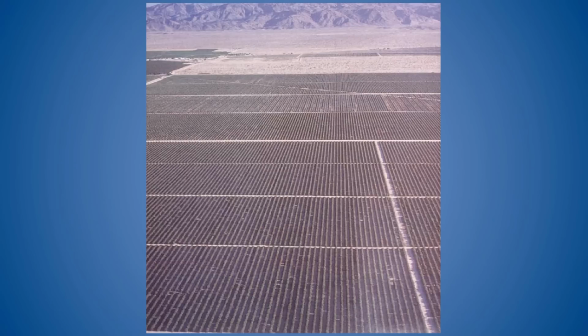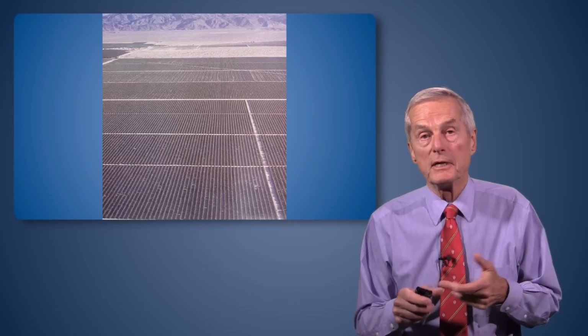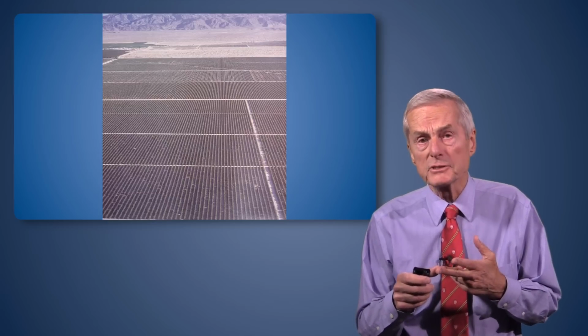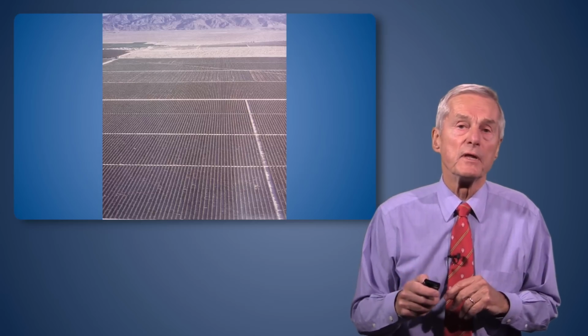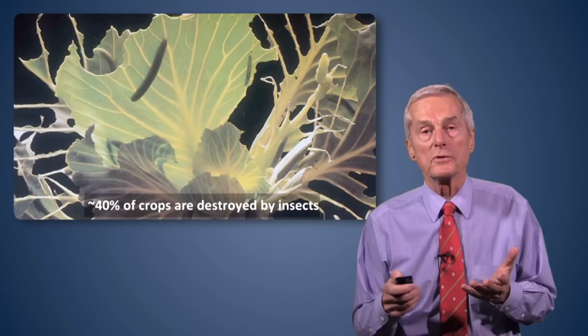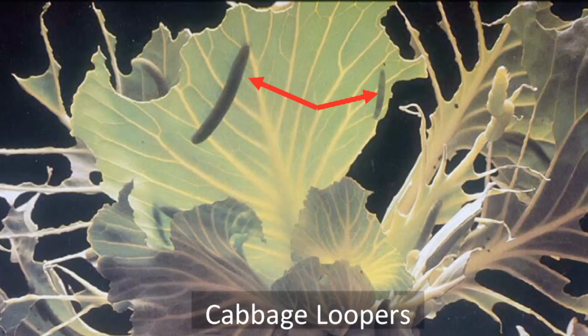There's plenty of food for everybody, but the problem is twofold. One is food spoils. The second one is that it can't be distributed in an effective kind of way. And the other problem is that a third or more of the crops are in fact destroyed by insects. This is the famous cabbage looper, which simply consumes the cabbage leaves. So there are problems with food.